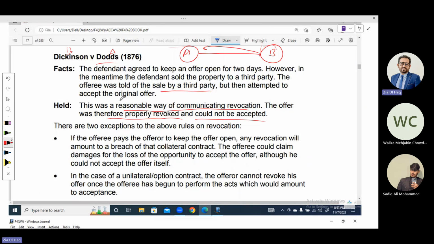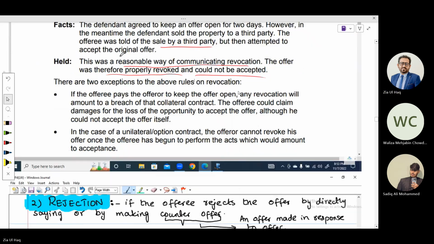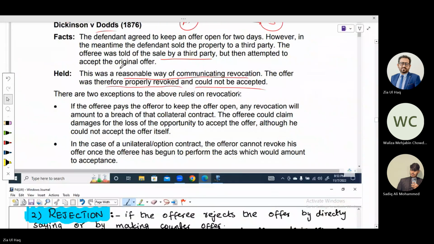The offer can be revoked by the offerer before acceptance, but it must be communicated to the offeree either by the offerer or by any third party. And there are 2 exceptions to the above rule of revocation.